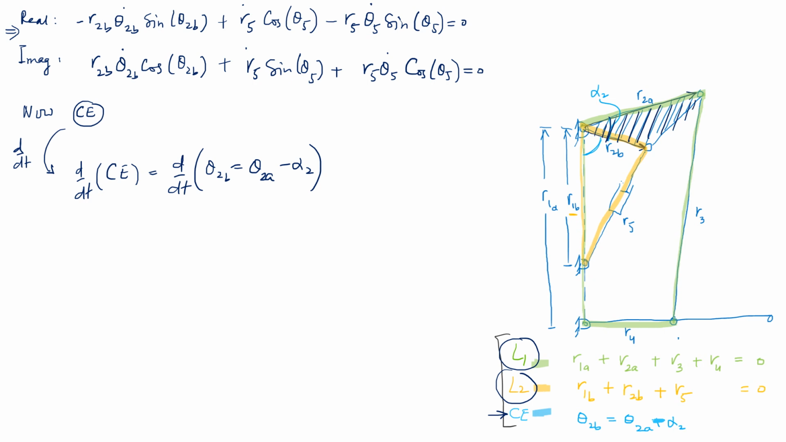So for that reason, you can simply write down like this, theta 2b dot is equal to theta 2a dot minus 0. So as a result of that, I can write down this equation to be minus theta 2a dot plus theta 2b dot, to be consistent with the upper expressions, equal to 0.